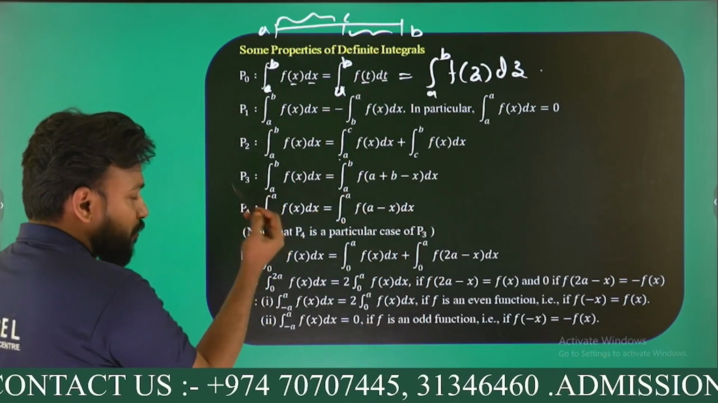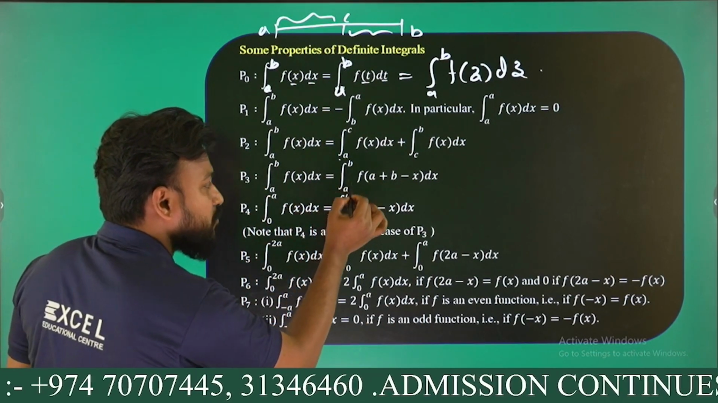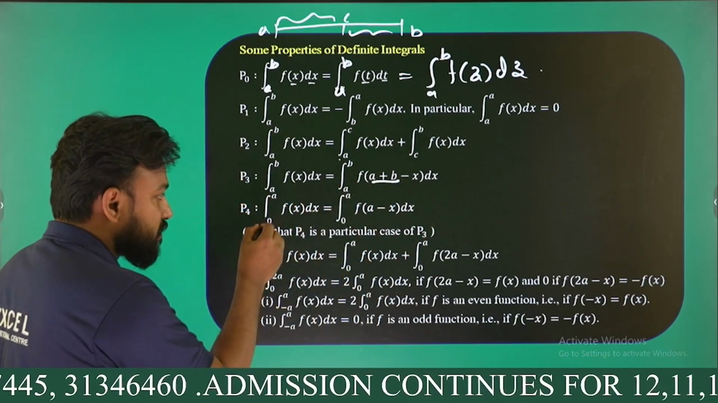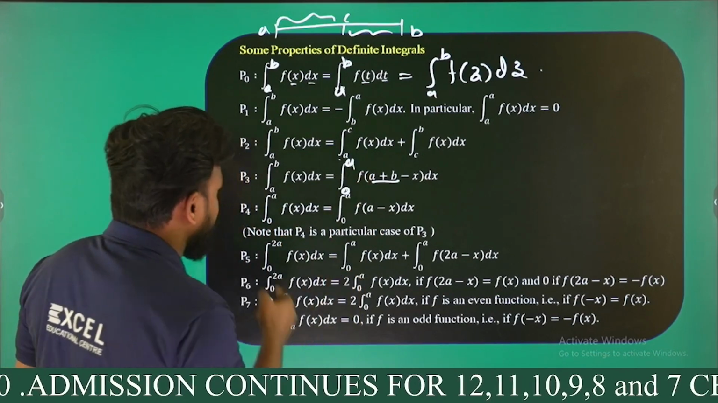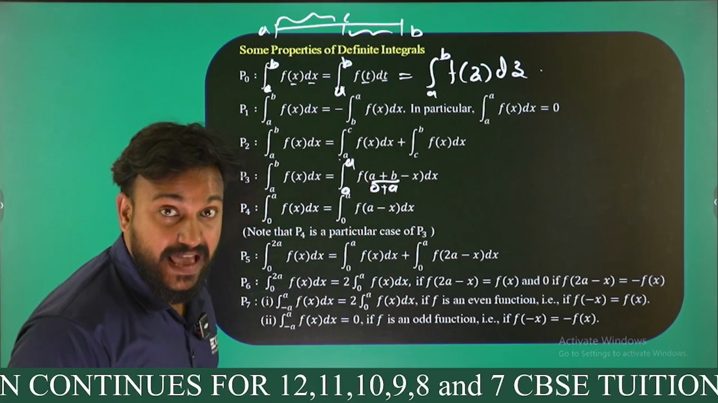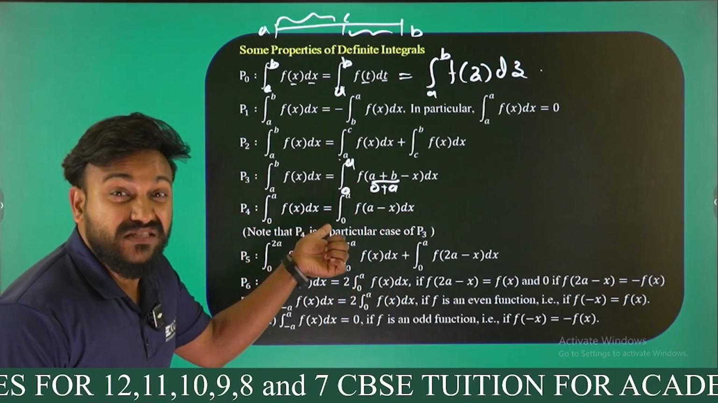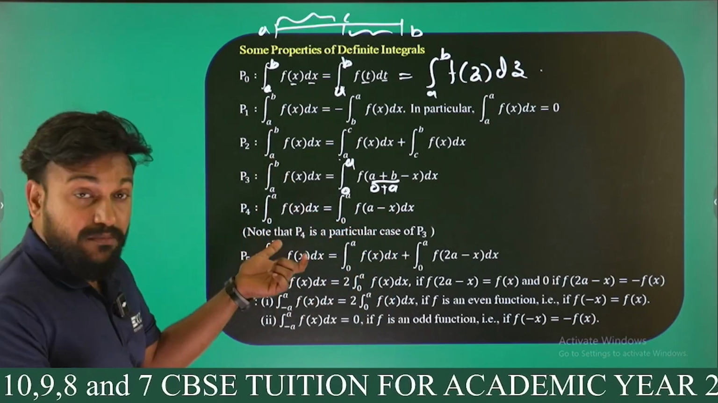And property 3 is the integral a to b f of x dx is the integral a to b of f of the sum of the limits, a plus b minus x. Both are equal. For the integral 0 to a f of x dx, the limits are 0 and a, so 0 plus a minus x, so f of a minus x. The integral 0 to a f of x dx is equal to the integral 0 to a f of a minus x. These two properties are very important.